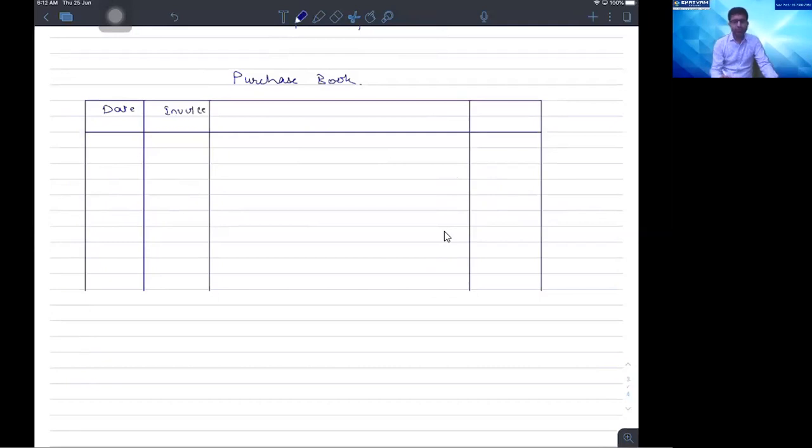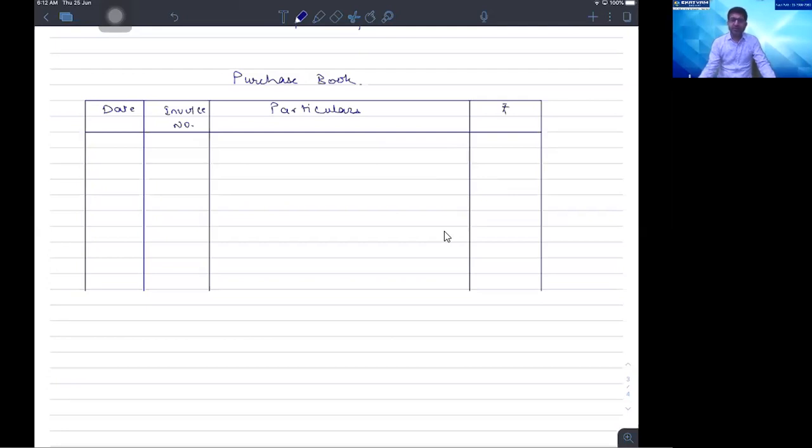In fact, I'm not going to draw the format for all the subsidiary books. This being the first subsidiary book, that's why I'm drawing the format. For the rest, we will simply understand what those are, what will be included in them, and how we will do the posting of all those subsidiary books. Particulars and amount.